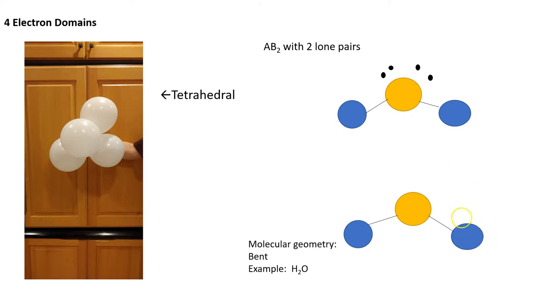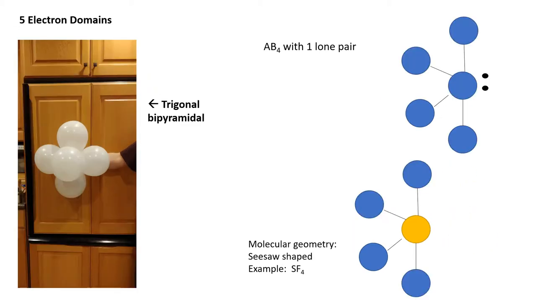its bent appearance. Now with the five electron domains, this one we call the trigonal bipyramidal. This one has five domains. This is an AB4, so there's four connecting atoms to this center atom here with one lone pair. So sulfur tetrafluoride is a good example of this one, and it gives it a seesaw-shaped appearance. And it has one lone pair over here on the side, which kind of pushes those all down a little bit.